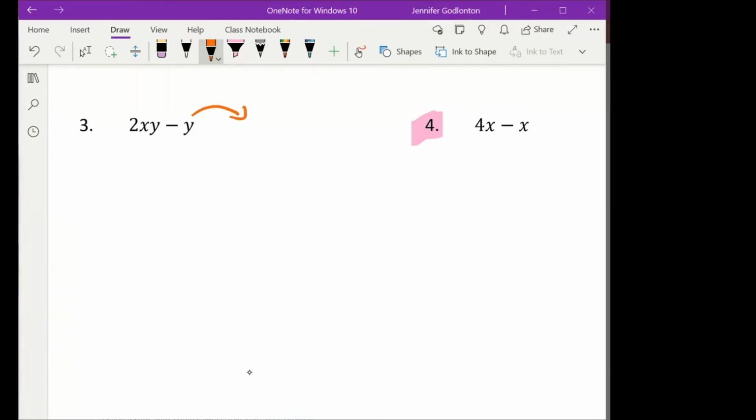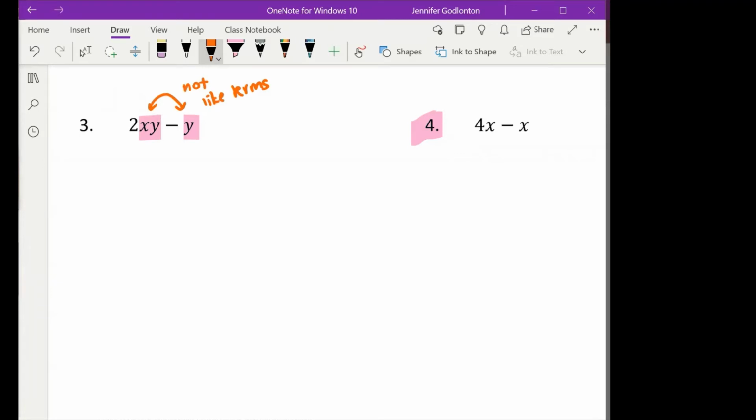Lots of people for question 3 said that the answer was 2x. So they said this y minus that y, they're going to cancel each other. And so we're just left with 2x. But when we look at this, we have to say, is 2xy the same as y? Are those two like terms? So is xy the same as y? You can tell me, yes or no. Is xy the same as y? No. No, thank you. They are not the same, which means they are not like terms.